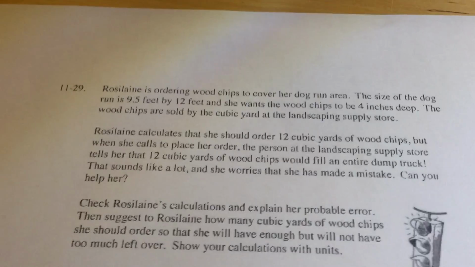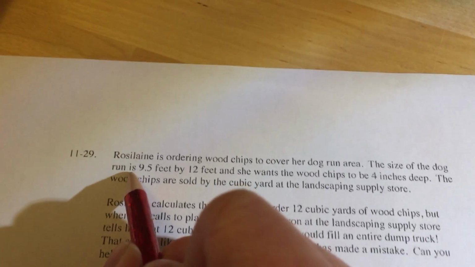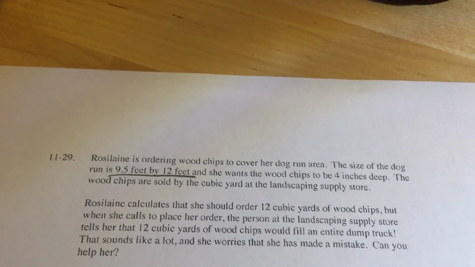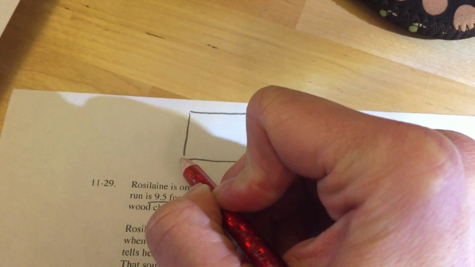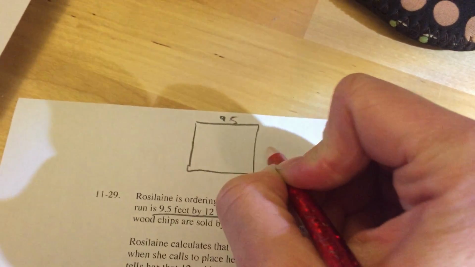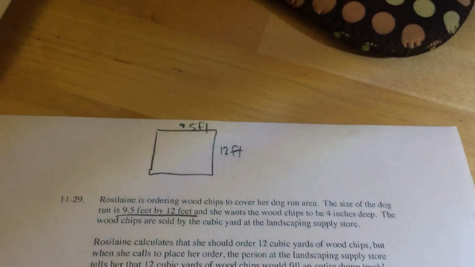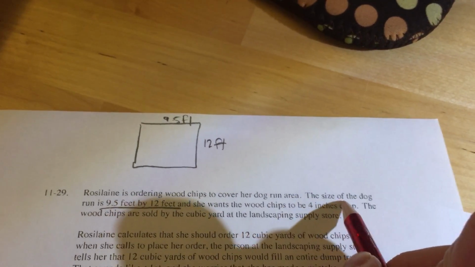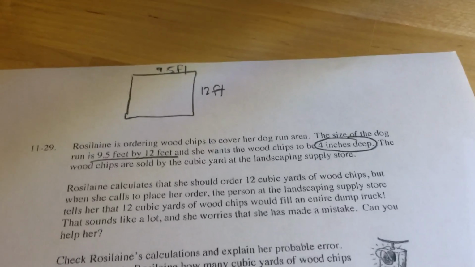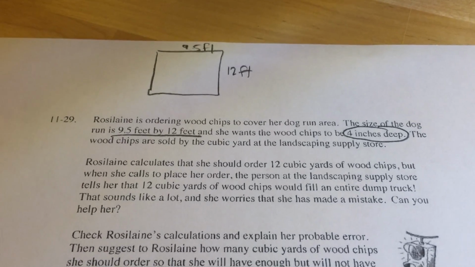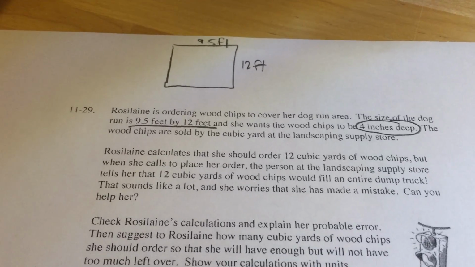So let's go ahead and copy or underline some important information. So 9.5 by 12 feet. I'm assuming that's going to be something like this. Ooh, it wants to be 4 inches deep, so we got to remember that. We might have to do a little bit of conversions later. The wood chips are sold by the cubic yard at the landscaping supply store.